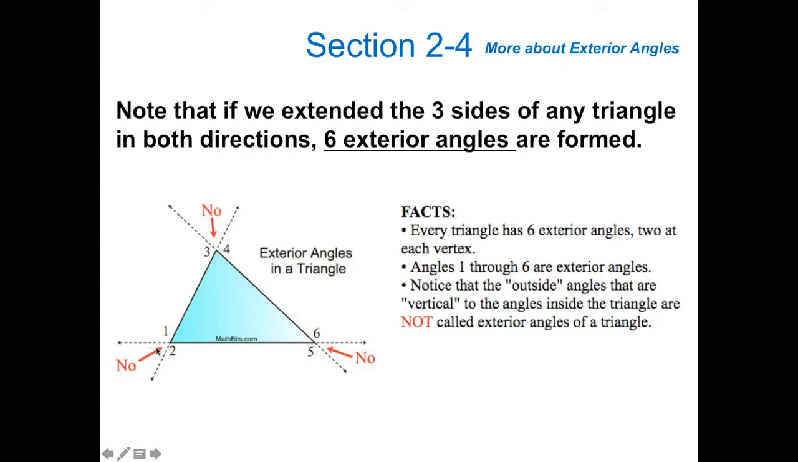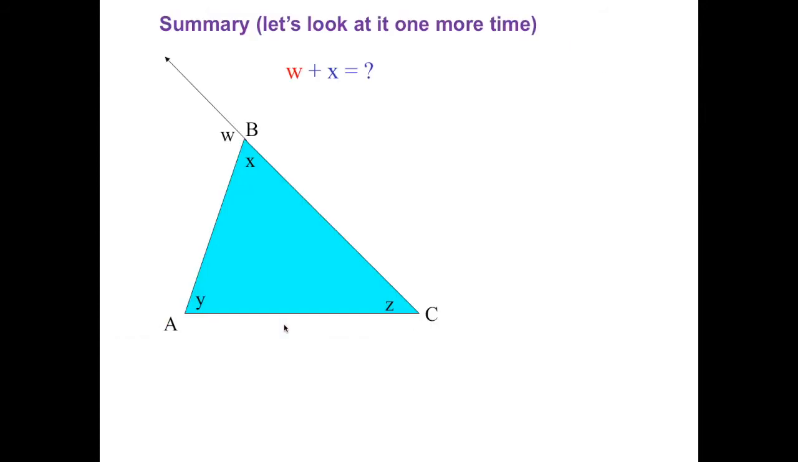Well, these here are just vertical angles to the interior angles. So there's nothing special here. You're not including this in the exterior angle theorem, because this here would just equal this angle right here. And this here would equal that angle. And this here would equal that angle. So these are what we would just call vertical angles of the triangle. So by exterior angles, you're talking here, here, and 6 get formed by extending both sides in both directions.